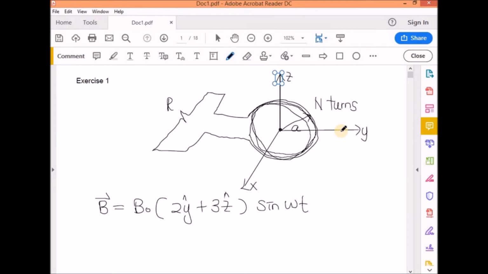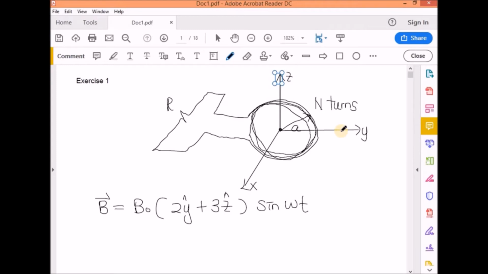Now you have an inductor. It's formed by winding N turns of thin conducting wire into a circular loop of radius a. You have wire and then you loop it N turns, and the radius of the loop is a. So this inductor loop is in the XY plane. Do you know what the XY plane is? Yes, no problem. With its center at the origin. It is connected to a resistor R, and in the presence of a magnetic field given by this one. Find the magnetic flux linking a single turn of the inductor.